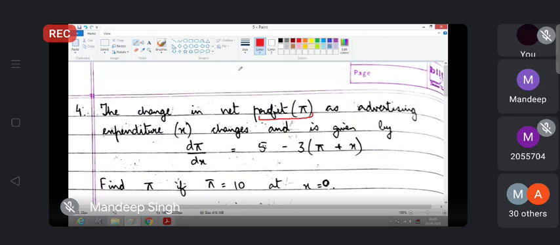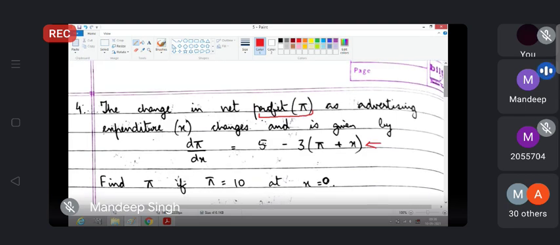Profit. The change in net profit pi as advertising expenditure x changes is given by d pi over dx is equal to 5 minus 3 into pi plus x. A similar question has appeared in one of your previous question papers. We are to find the profit if pi or profit is equal to 10 when x is equal to 0. Or in other words, we have to find out the relationship between profit and expenditure.